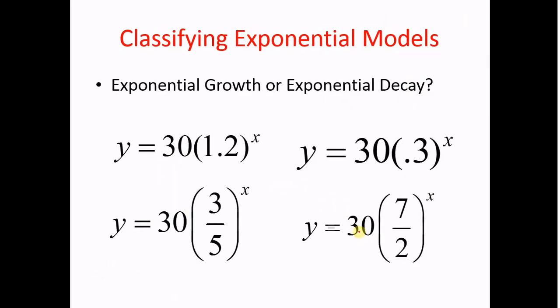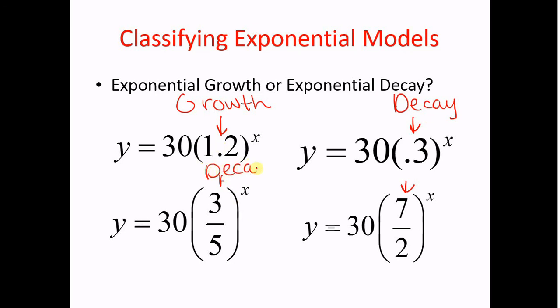Just some classifying here. Last thing we need to do. Just looking at the b's, you're going to look at the b's here, and that's going to tell you if you have a growth or decay. So if I have 1.2, it's bigger than 1. So you have a growth there. 0.3, that's smaller than 1, but bigger than 0. So you have decay. 3/5, that is 0.6. That is less than 1.